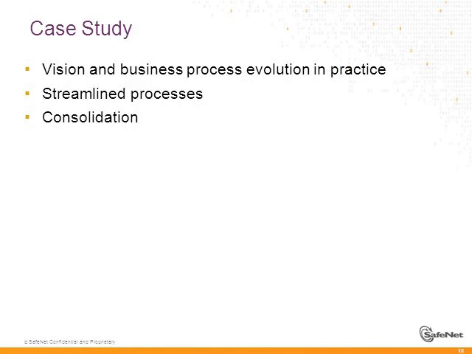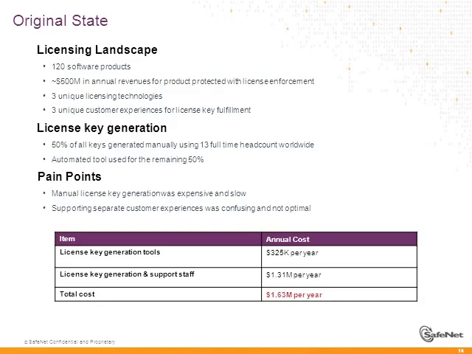So let's take a look at how one software company dealt with the problem of business process and evolving and streamlining their processes. So the original state was one in which this company, and I should say this is a real company with real numbers and real dollars here, had around 120 different software products and about $500 million in annual software revenues, right? So pretty good sized company.